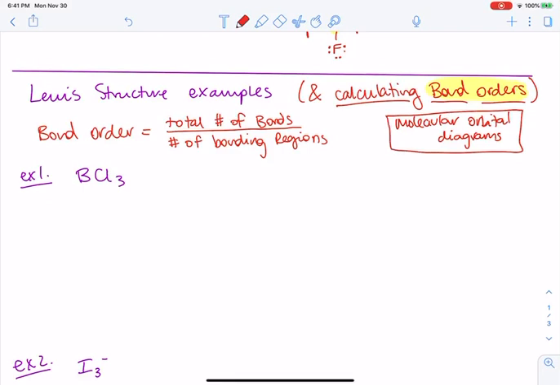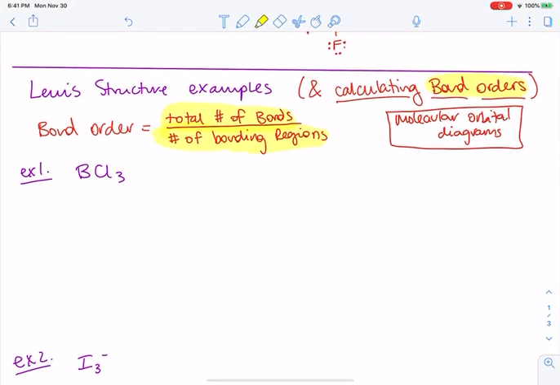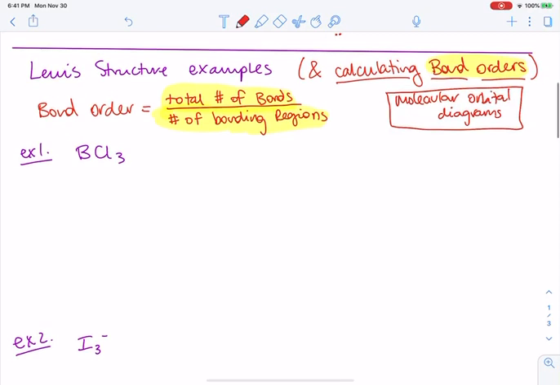But bonding order is pretty straightforward. You just take the total number of bonds, right? And then you divide it by the number of regions. And so we're going to see some examples of that below. BCl3, first thing we have to do is calculate how many electrons there are. Boron has 3. Each chlorine has 7. So 21 plus 3 is 24 electrons. These are valence electrons. Only valence electrons show up in Lewis structures. And our Lewis structure should have exactly 24 electrons.